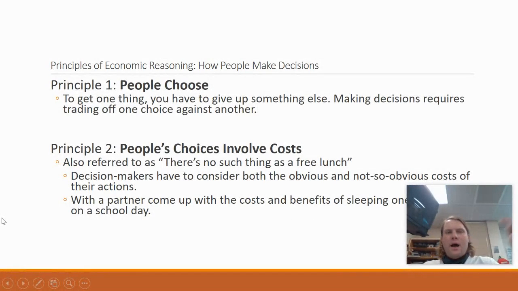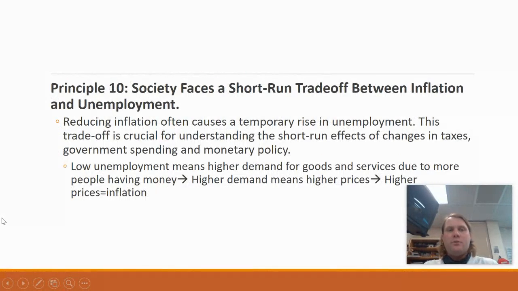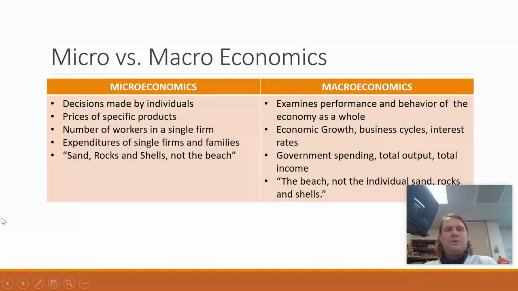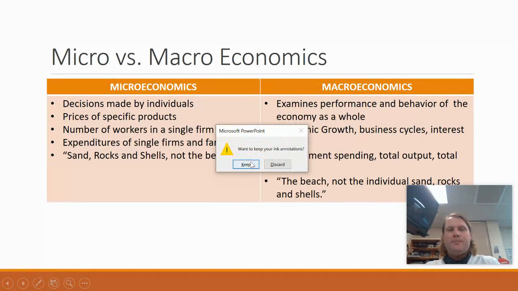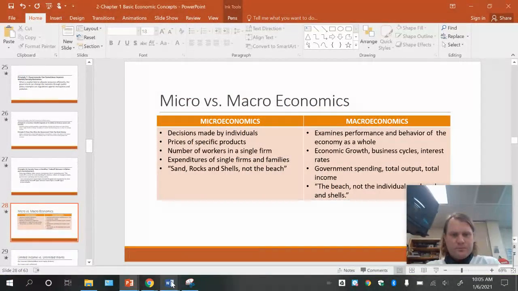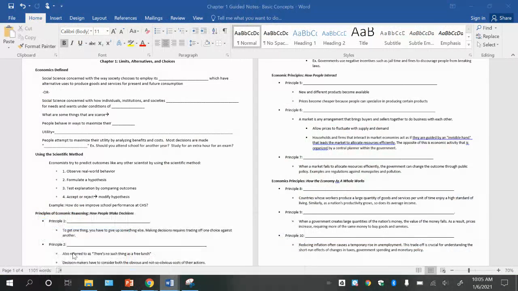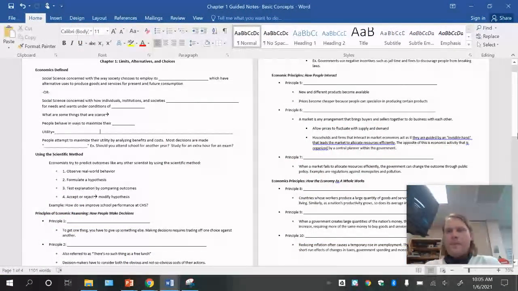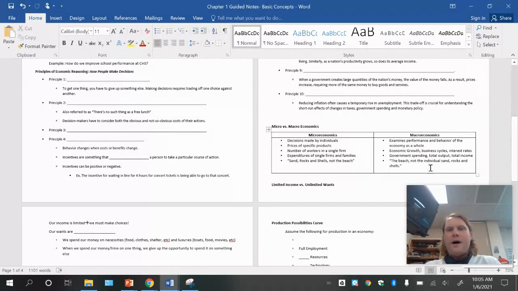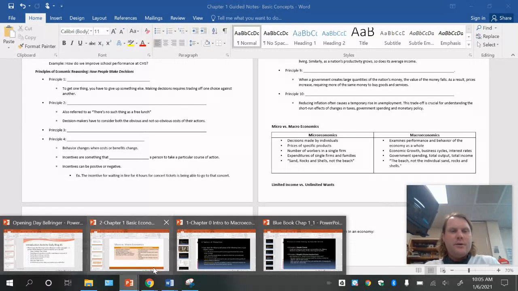I'm going to give you these economic principles in the next video, so we're going to skip ahead. Notice on your notes, you're skipping through those economic principles. It should be getting you down to the bottom of the second page. Okay, so we're at micro versus macro economics now. Just trying to keep you guys straight.